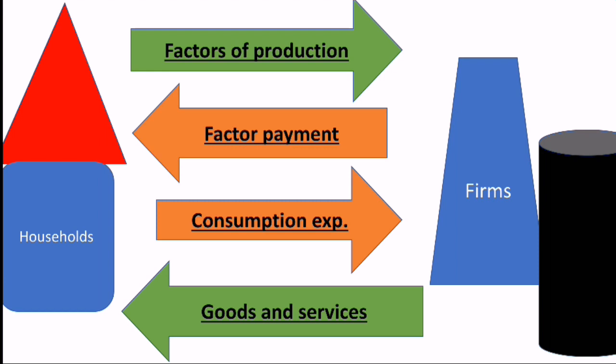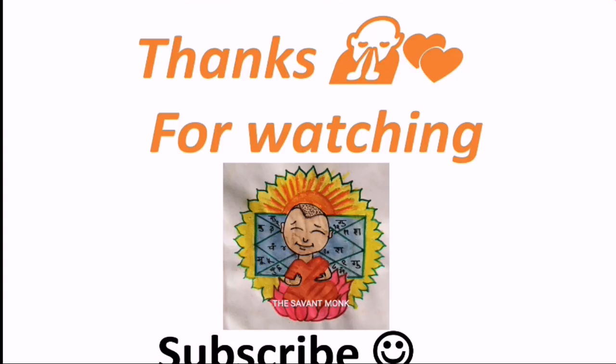Now this figure summarizes everything. Here you can see the orange ones are showing you the nominal flow, and the red ones and the green ones are showing you the real flow. Okay, that is how there is flow of goods and services between firms and households, and how there is flow of income between firms and households.